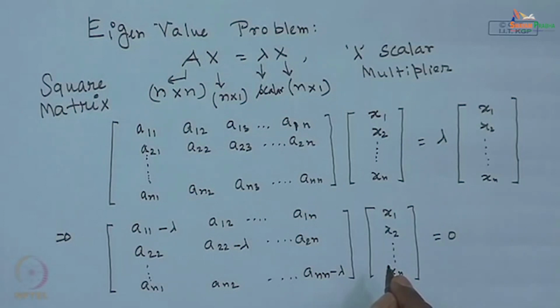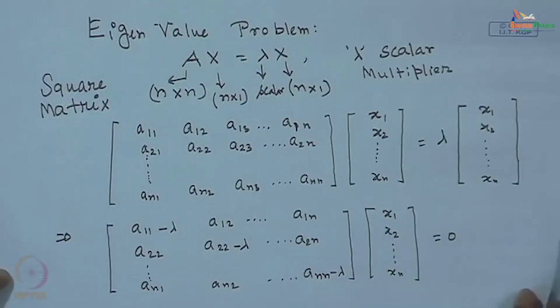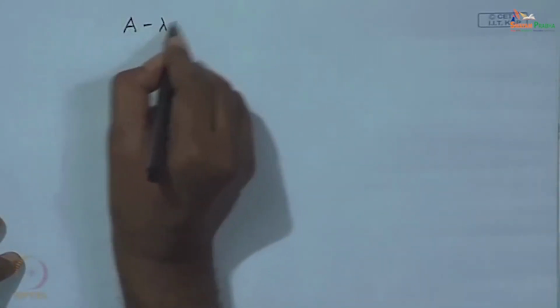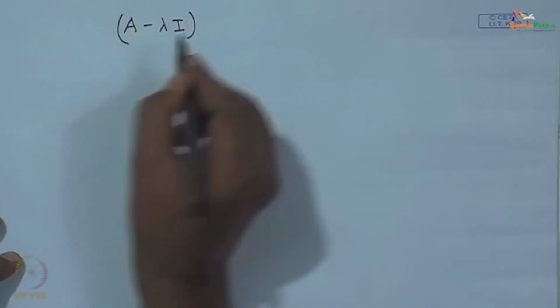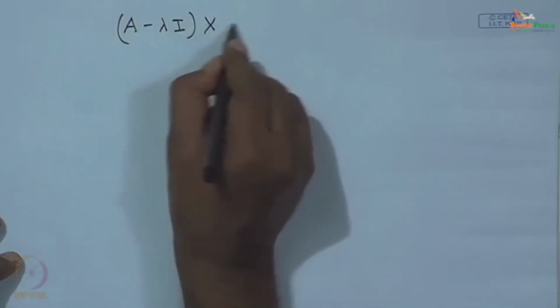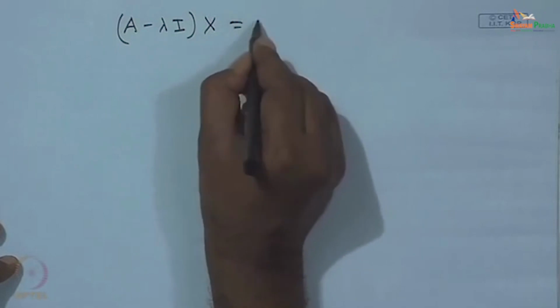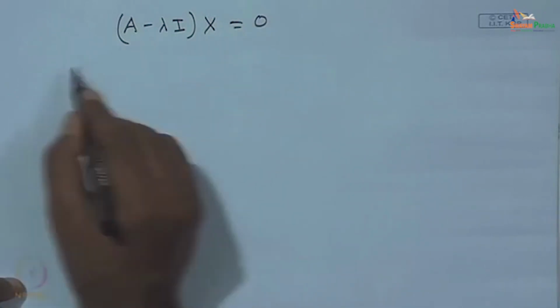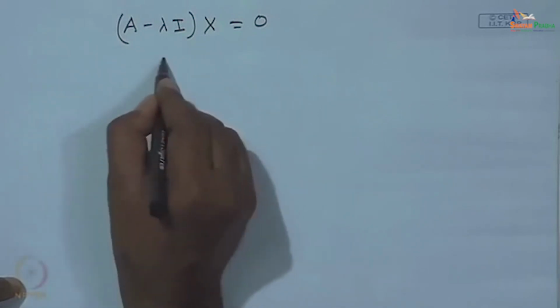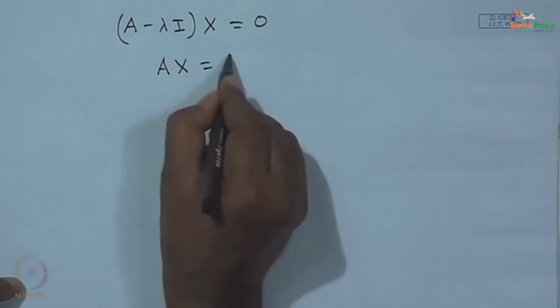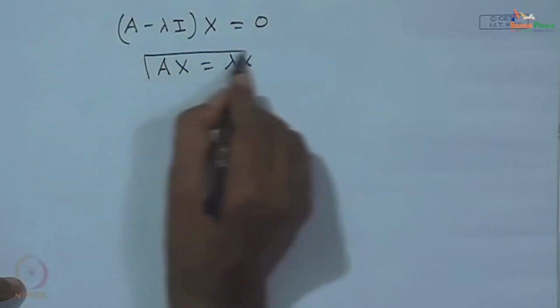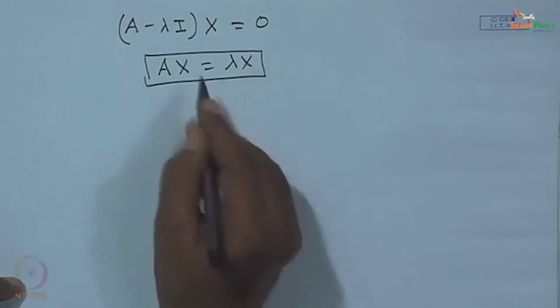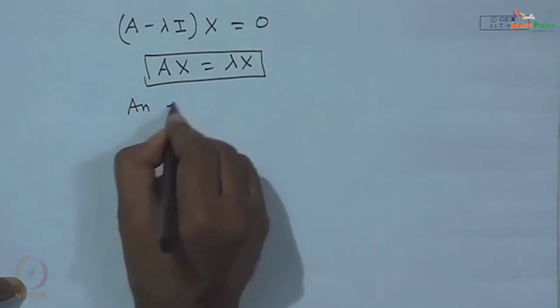So, in a compact form, we can write that A minus lambda I, where I is the identity matrix, multiplied by x should be equal to 0. Therefore, the form A x is equal to lambda x is called an eigenvalue problem.